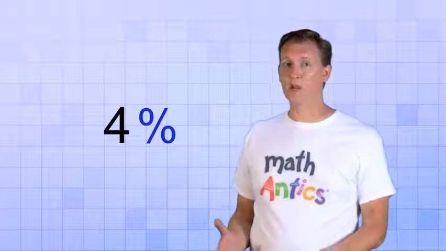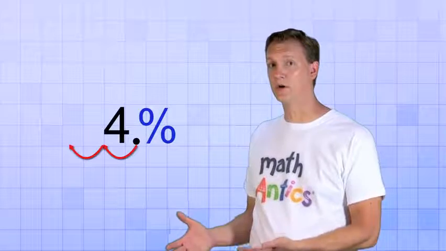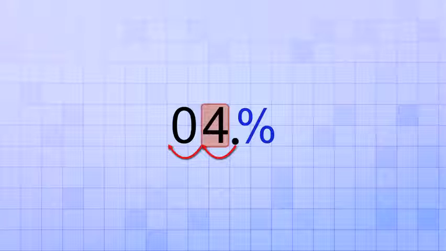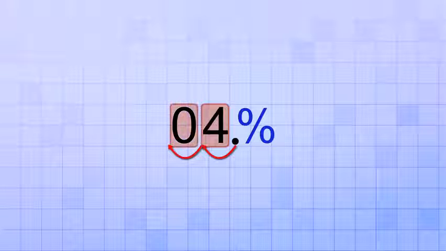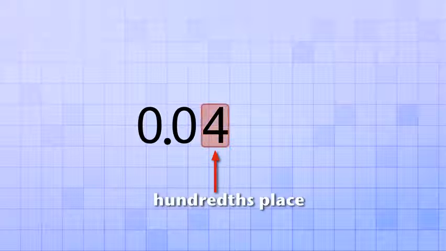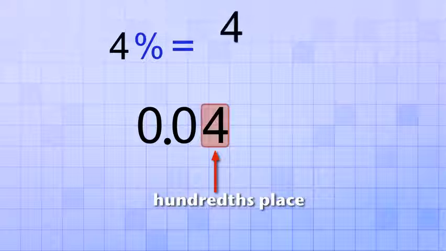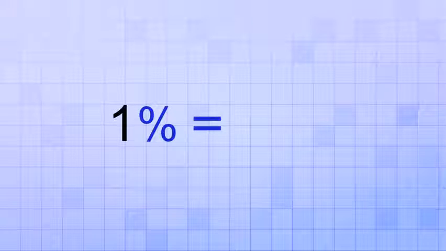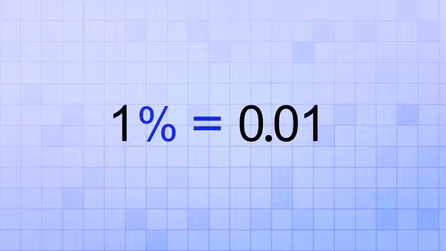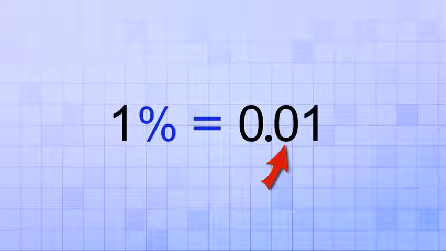You might wonder how we can move the decimal point 2 places over when our number only has 1 digit. But all we need to do is use a 0 as a placeholder in the number place that's missing. Then, when we move the decimal point 2 places over, we end up with a decimal value of 0.04. Now that makes sense because 4 is in the hundredths place, and 4% is 4 over 100. And in the same way, 1% would just be 0.01. Again, we need that extra 0 placeholder.